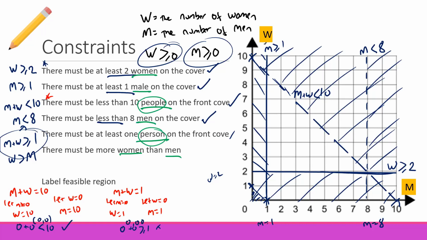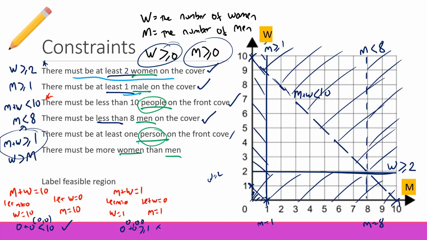You should also look at this and think, there must be at least one person on the front cover. Okay, but we already know that there must be at least 2 women. You can't have one person and there be 2 women. So it's pretty much impossible. There must be at least 1 man. So this is always going to be true. So sometimes your constraints won't actually change anything.